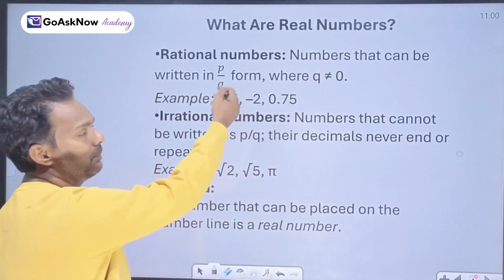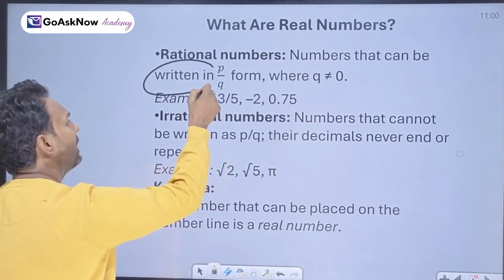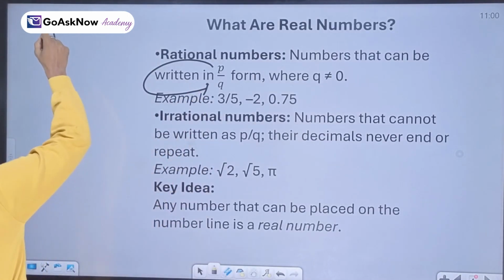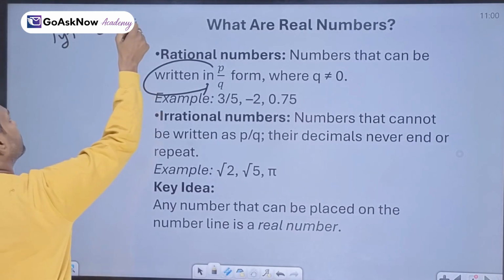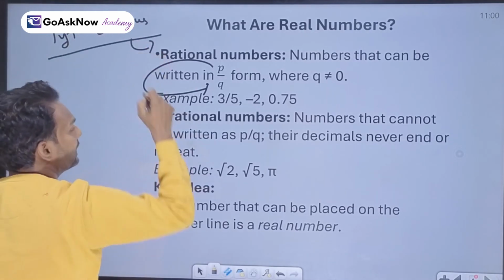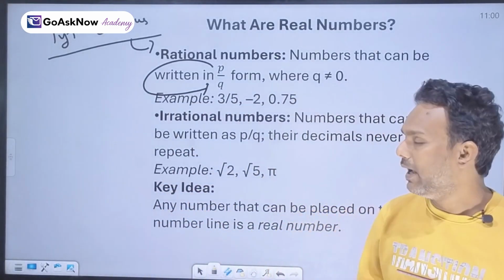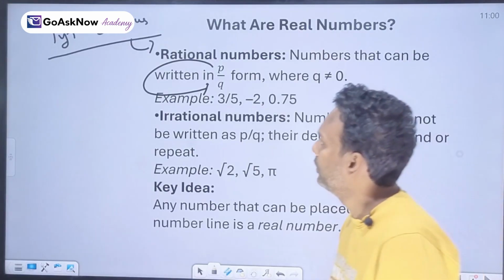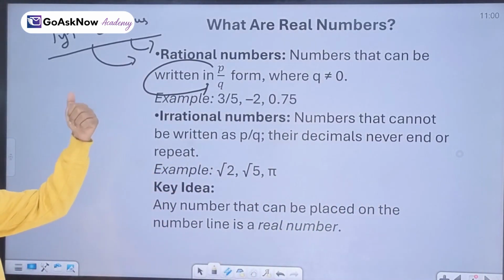Next is rational numbers. A rational number is a number which can be represented in the form of p by q. So Pythagoras was one who said that everything is number. Everything which exists in nature is a rational number. Okay. So he was the one who talked about rational numbers, Pythagoras.